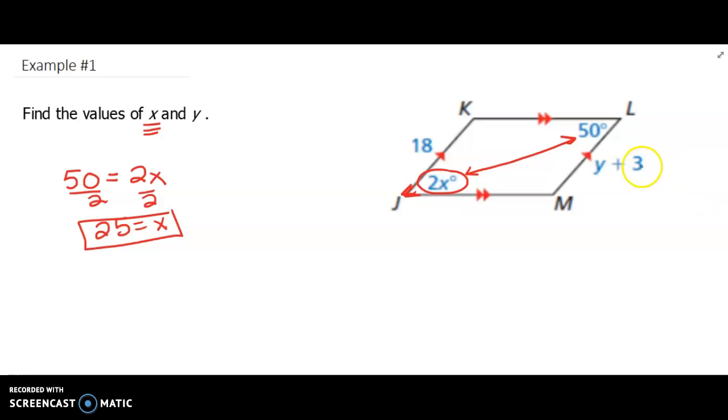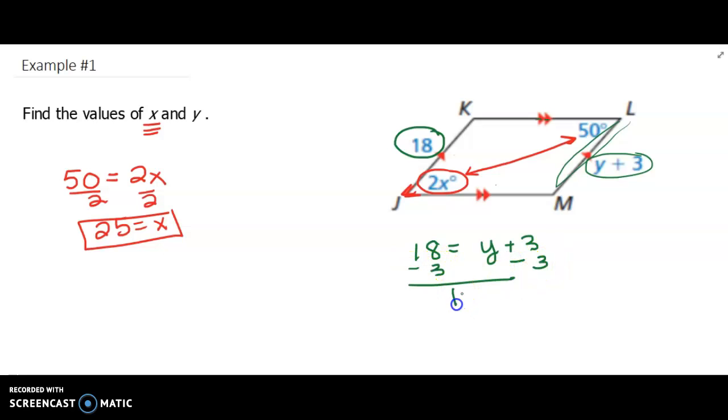Now, to solve for y, well, y is here, and it's referring to the length of LM. Okay, well, we know that this is a parallelogram because we're showing that both pairs of opposite sides are parallel, which means that opposite sides are congruent as well. So I know the y plus 3 is congruent to 18, so I can set them equal. So I can say 15 equals y, and we have solved for both x and y.